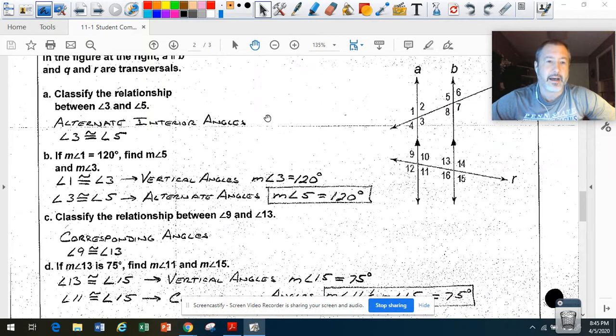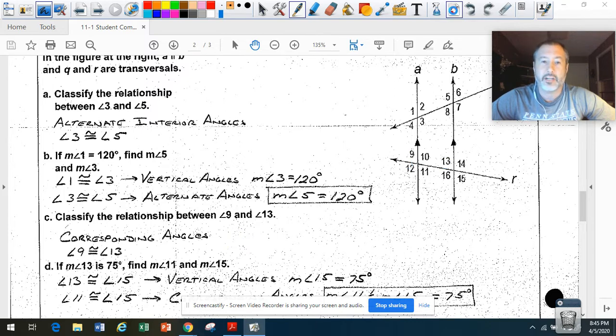It says classify the relationship between 9 and 13. Well, let's look here at 9 and 13. So here's 9. Here's 13. Once again, one is outside, one's inside, same side as a transversal. Those are corresponding angles right there. So we know those are corresponding angles, so we know that angle 9 is congruent to angle 13.